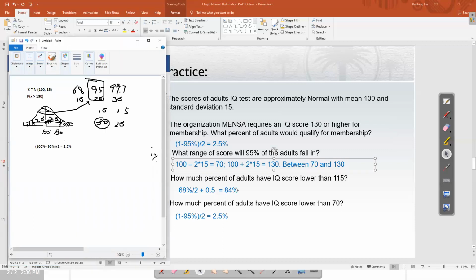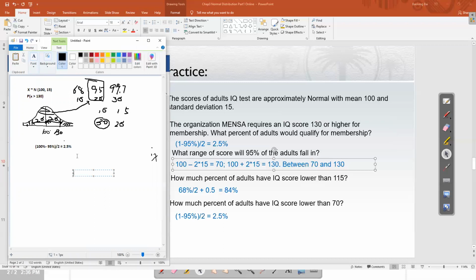And next, what percent of adults have an IQ score lower than 115? Right, so it's very similar to what we did here. So I'm going to go ahead and do this real quick.